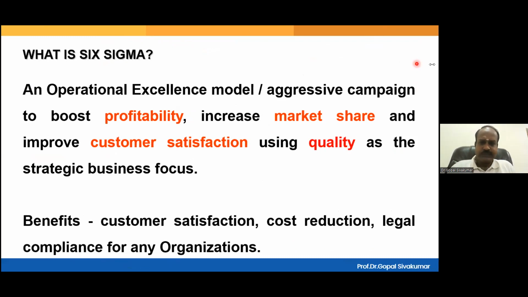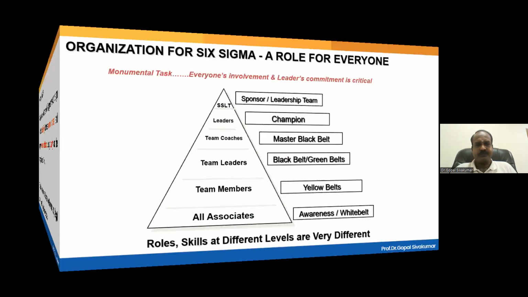So Six Sigma is an operational excellence model, an aggressive campaign to boost the profitability, improve the market share, and improve the customer satisfaction, but keeping quality as the strategic business focus, right? By improving the quality, we improve all the other things. And ultimately, the benefit is customer satisfaction, cost reduction, even legal compliance.